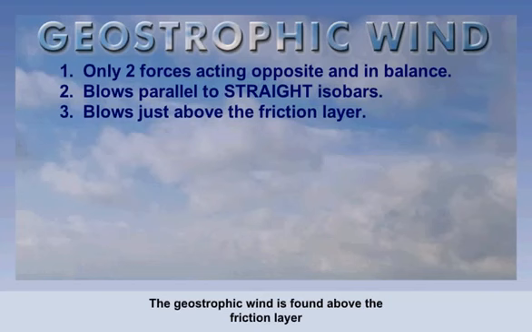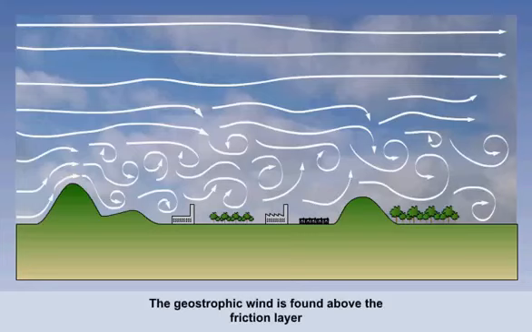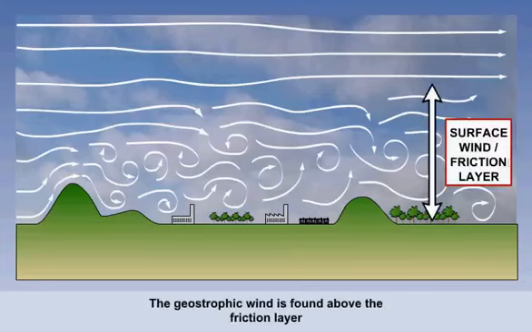We have now learnt how to calculate the direction and speed of the geostrophic wind. But what we also need to know is at what height it blows. If you remember from the lesson on turbulence, there was a layer of air moving close to the surface that was disturbed and slowed due to the friction of the surface. This layer is called the friction layer.